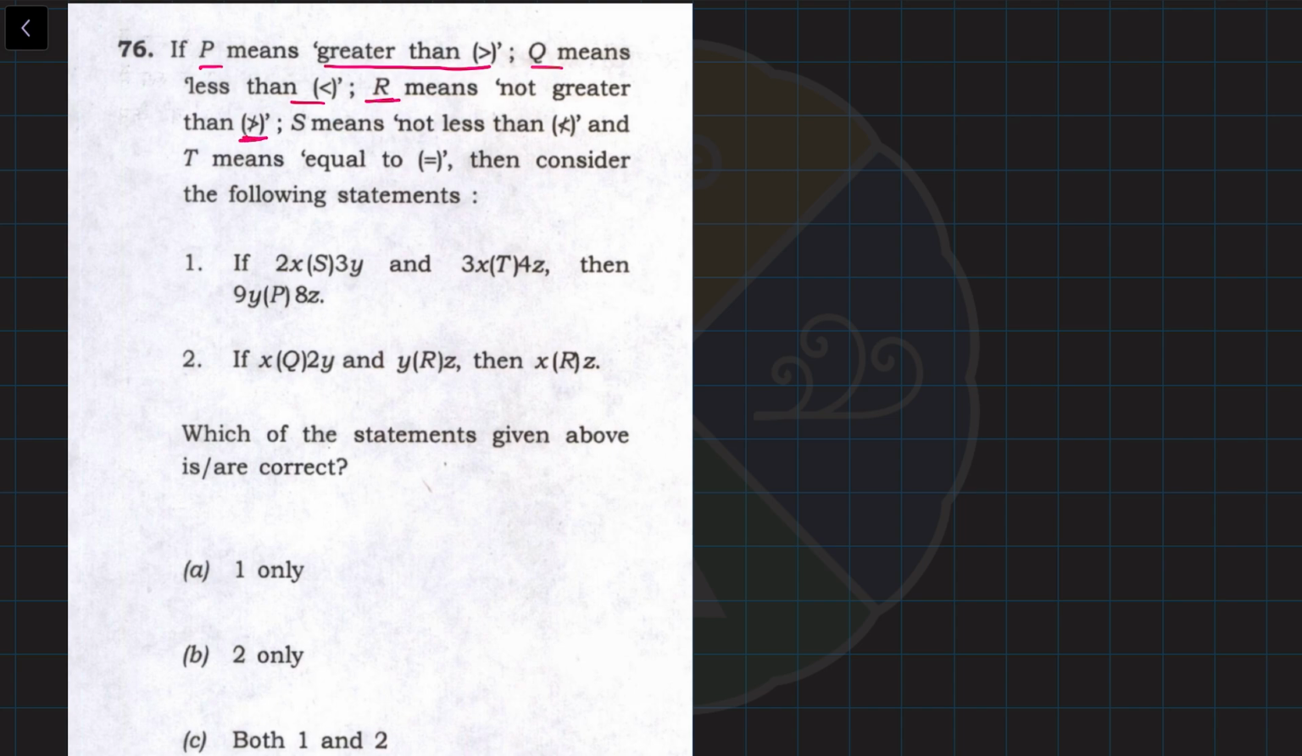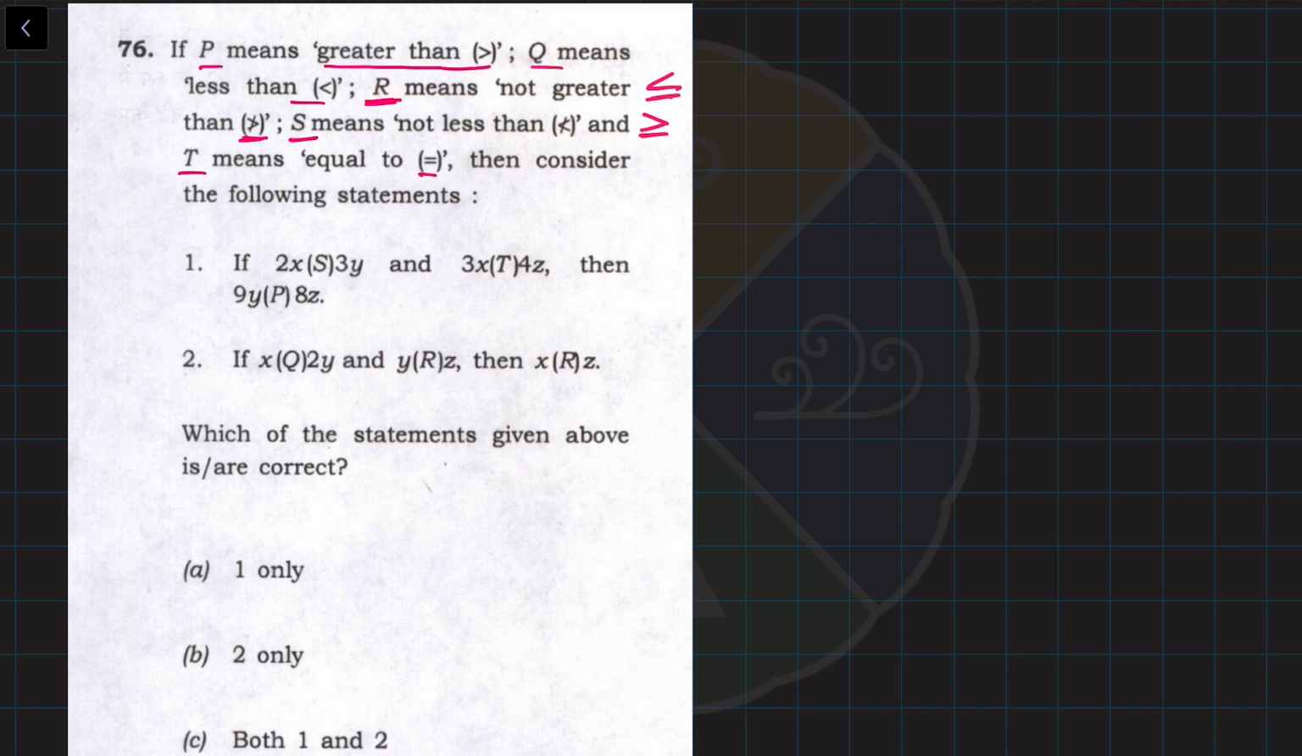Instead of "not greater than", that is R, you have to substitute less than or equal to. If someone says not greater than, it basically means less than or equal to. Similarly, S means not less than, which basically means greater than or equal to. That's the only thing which you have to note. Everything else is directly given.